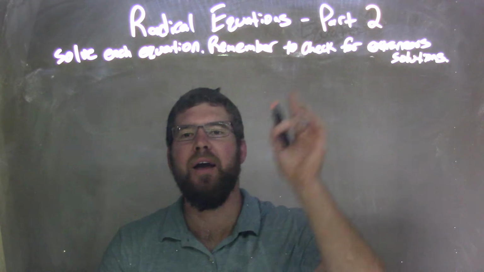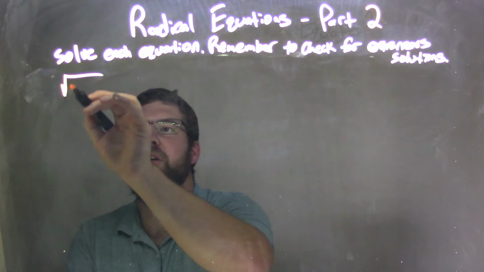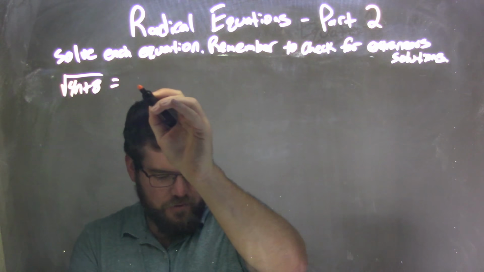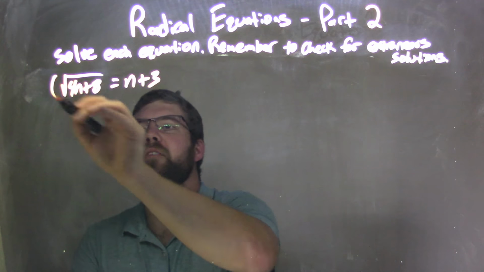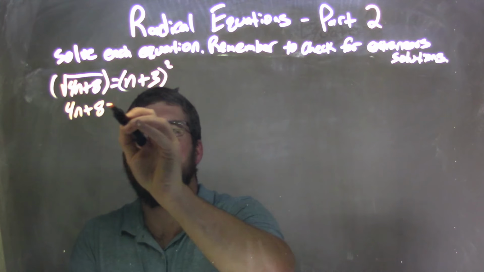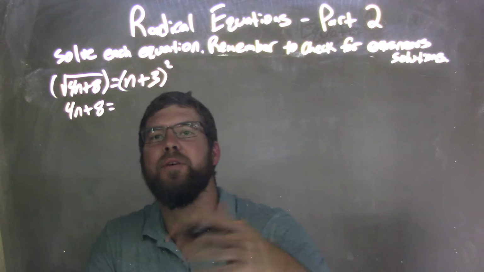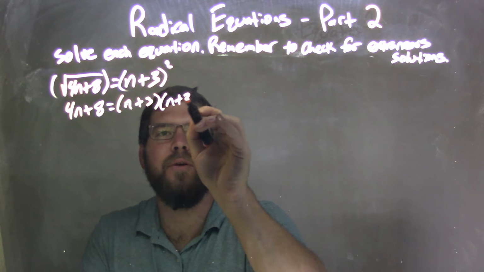We're going to solve each equation, and remember to check for extraneous solutions. So if I was given this equation, the square root of 4n plus 8 equals n plus 3, okay? Square both sides, let's eliminate that radical. Leave me with 4n plus 8 equals n plus 3 squared, right, is n plus 3 times n plus 3, so let's write that out. N plus 3, n plus 3.